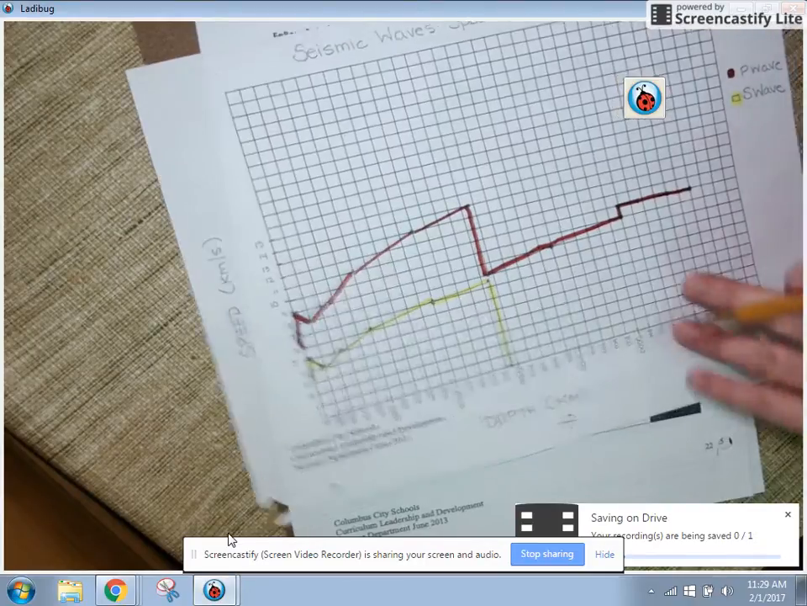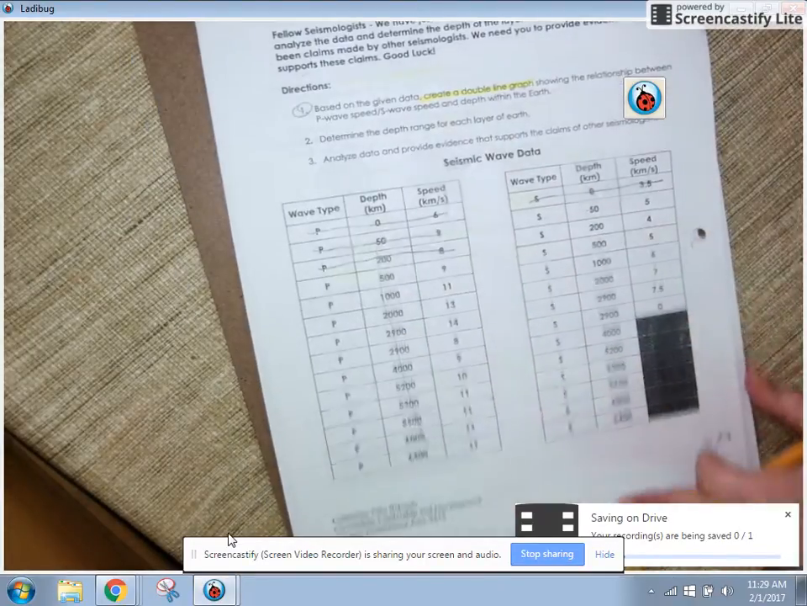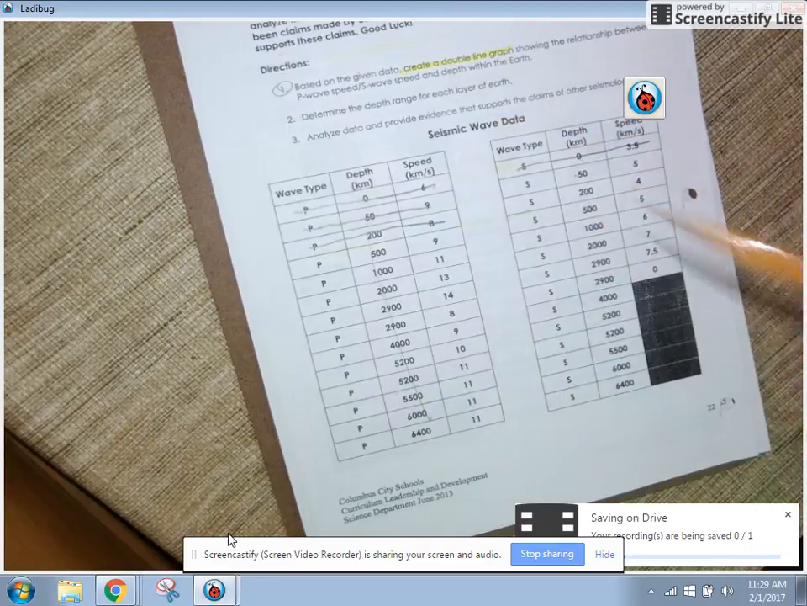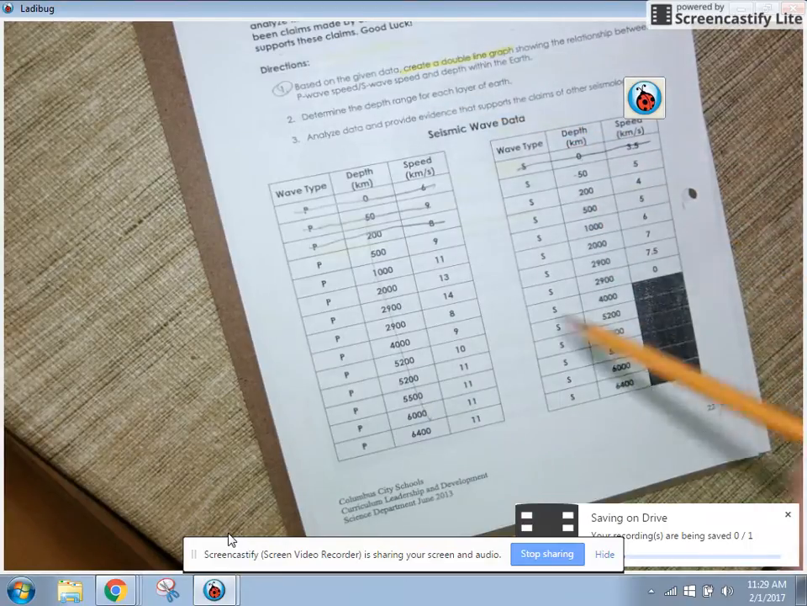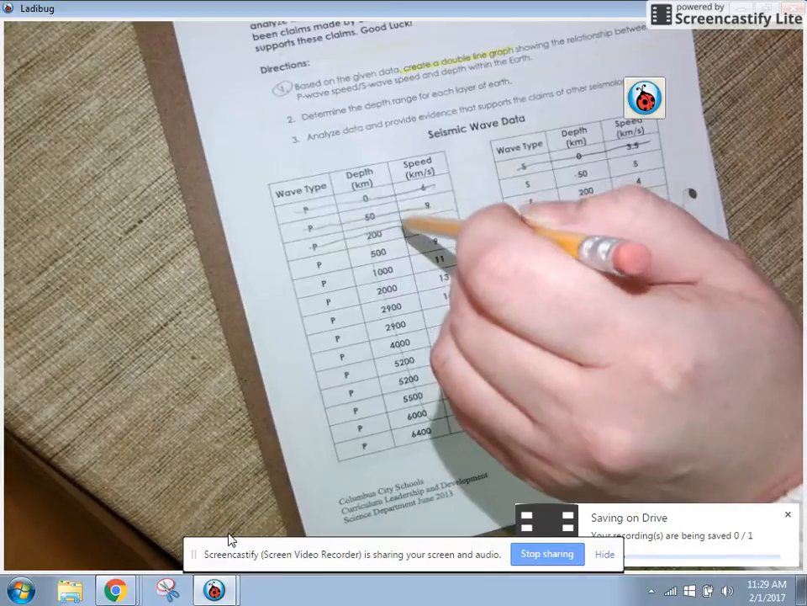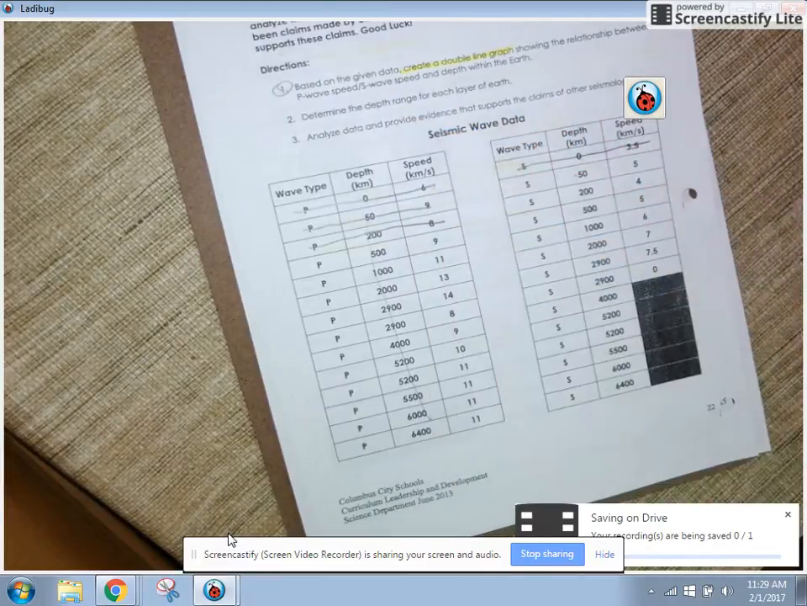So that's your next task. Step 1. Based on this data given, create a double line graph showing the relationship between P wave speed and S wave speed and how deep that seismic wave is when it's traveling at that speed.